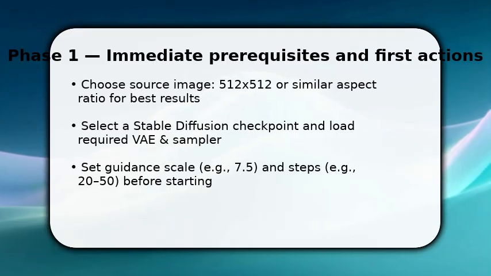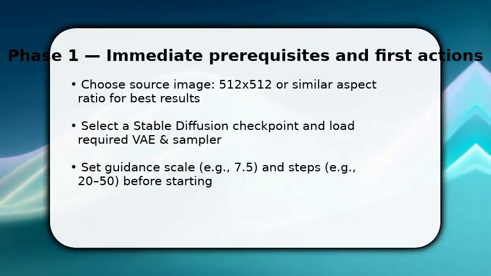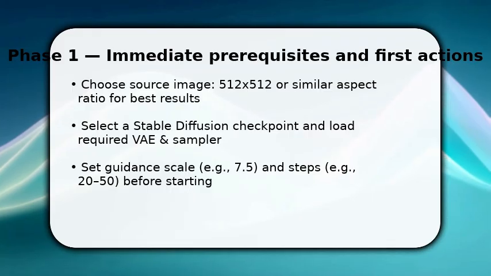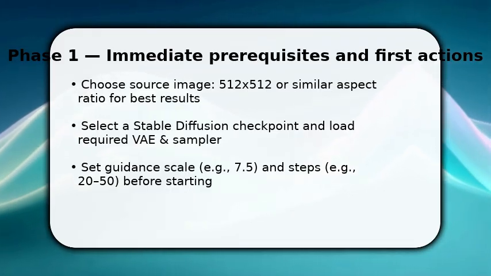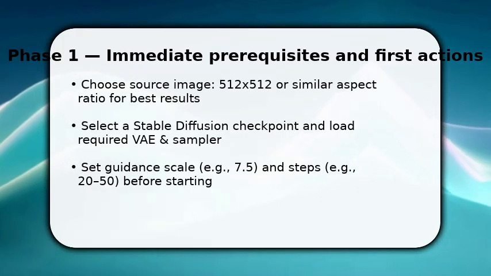You start by picking the image you want to transform. Choose one with clear subject and compatible aspect ratio. Next, load the stable diffusion checkpoint, matching VAE and sampler to avoid artifacts, and confirm the model is GPU-enabled. Then, set your initial parameters: steps, guidance scale, and seed.